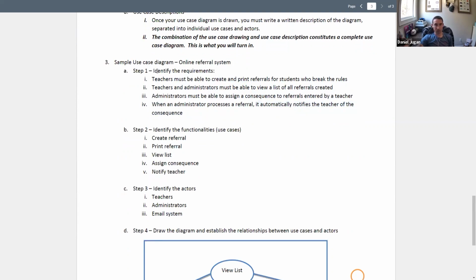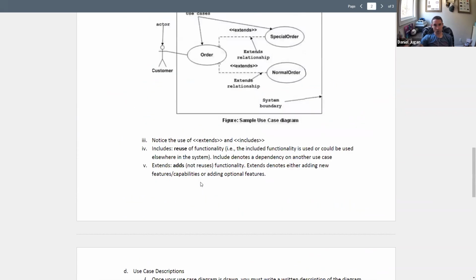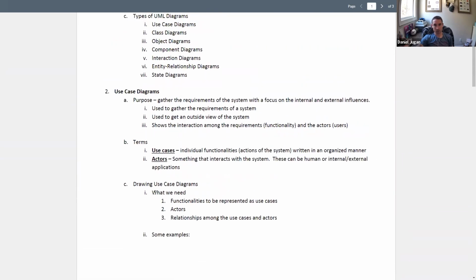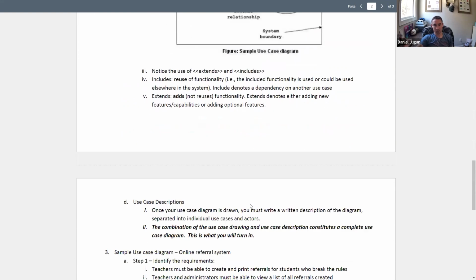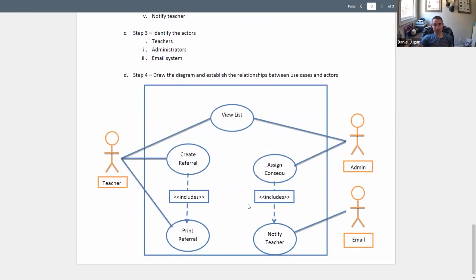Okay, so we've done the requirements, we've done the functionalities, we've done the actors. If you go way back up to the original part, use case diagrams need 3 things. We need the use cases or the functionalities, we need the actors, and then we need the relationships between the 2. Essentially, this is who can do what. How do the actors interact with the use cases? Okay, because we know that not everybody can do everything. Okay, so let's take a look at this. Let's start with teachers.